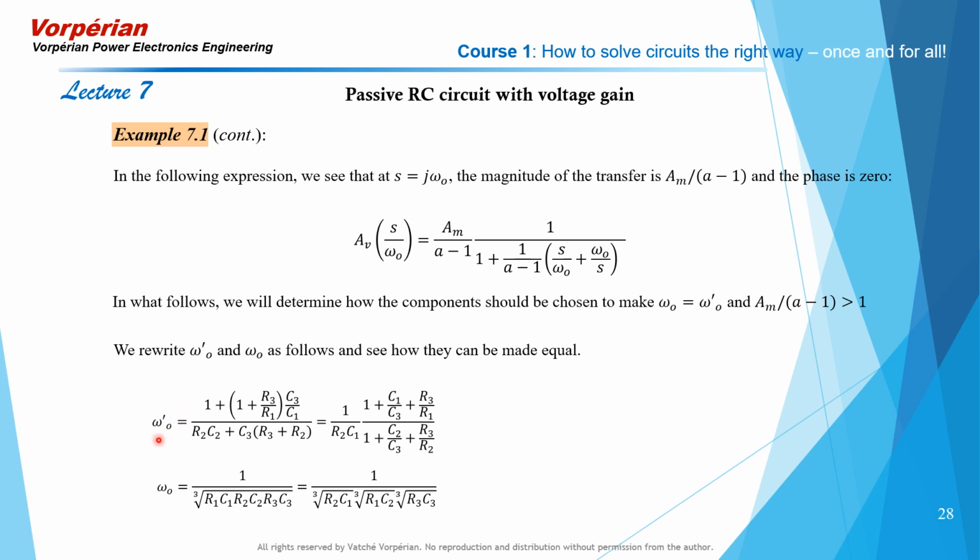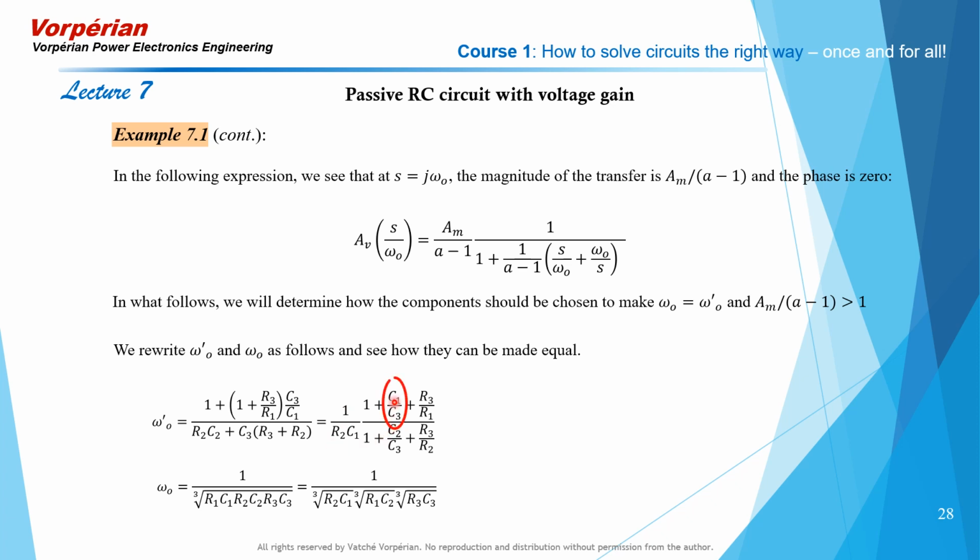Now, looking at omega naught prime, we see here on the right-hand side that if the numerator and the denominator are equal to each other, then omega naught prime reduces to 1 over R2 C1. You look at omega naught, and you see here that if R2C1 was equal to R1C2 was equal to R3C3, then omega naught would also become equal to 1 over R2C1. So let's see what we got here.